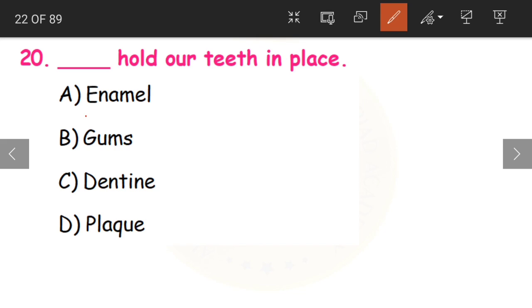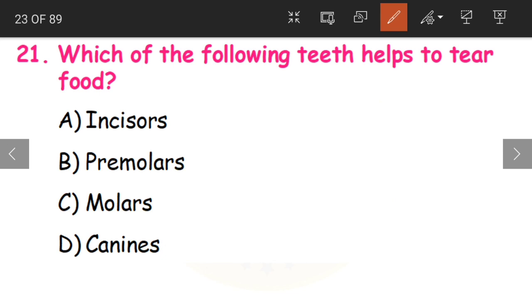Now 20th question: dash hold our teeth in place. Is it enamel, gums, dentin or plaque? So what is that? It is gums. So gums hold our teeth in place. Clear, children?